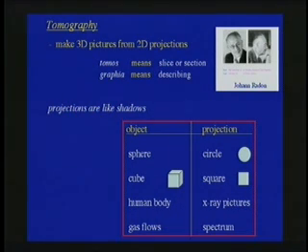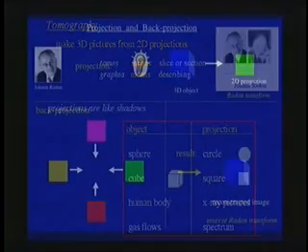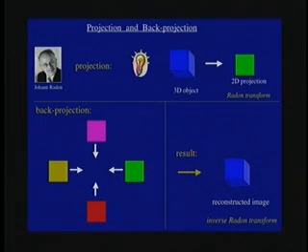You can have different objects. For example, a sphere would produce a shadow that's a circle. A cube would produce a shadow that's a square. And in the case of the human body, with use of X-ray pictures, we get this projection. And in astronomy, we can actually study how gases flow between stars by using a projection that's just the spectrum of light. All right, let me just explain how this works.